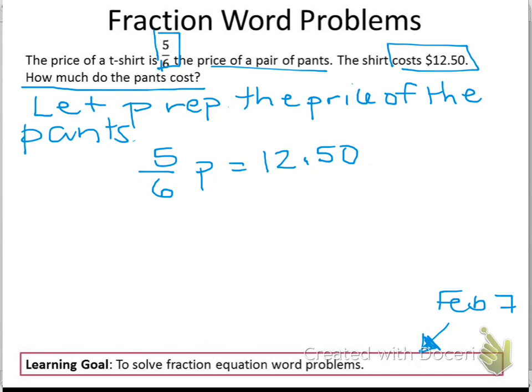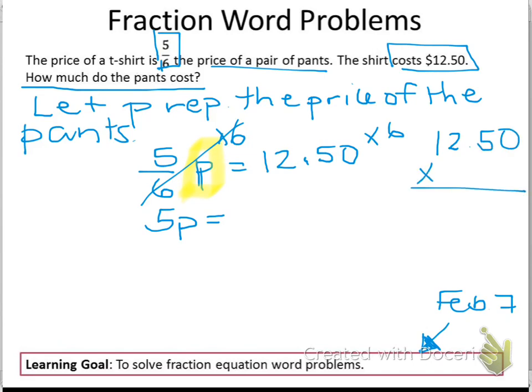Then you're going to solve your equation, and you're going to solve it just the way we've been solving these other equations. So we need to get rid of the 5/6 from the P. We need to get this P by itself. So to do that, we need to get rid of the divided by 6. So we're going to multiply both sides by 6. These cancel out. So now we have 5P on this side. And on the other side, we're going to have whatever 1250 times 6 is.